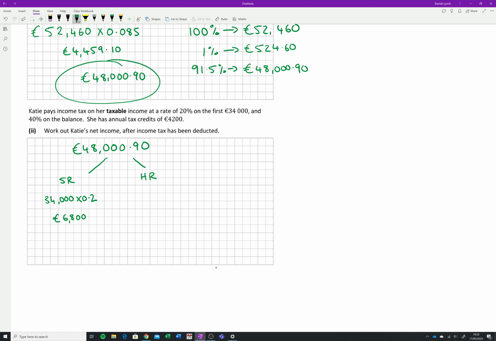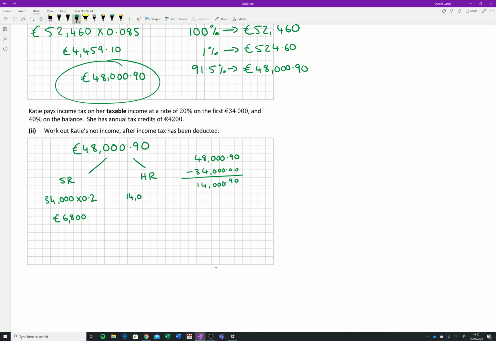Anything above 34,000 is taxed at 40%. So to get what's above it, you would just do 48,090 and subtract from that 34,000 on the button. It's not that 48,000 is going to be taxed at that. That's not what it's saying. It's just saying anything above it. So that's 14,090.